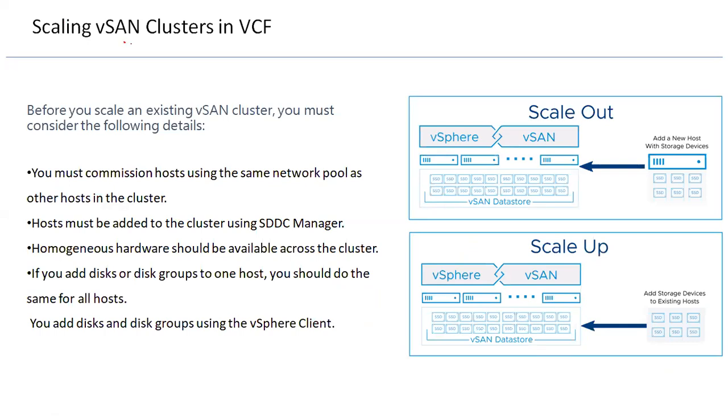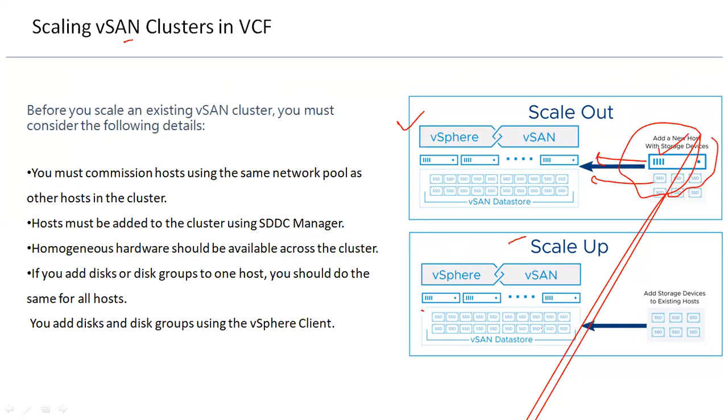When we say scalability, there could be two types of scalability: scale out and scale up. When we say scale out, it means that if you are lacking storage in your environment, you just add one more host that will fulfill the compute along with the storage capacity. When we say scale up, you see the possibilities of increasing the disks and the disk groups in the existing environment.